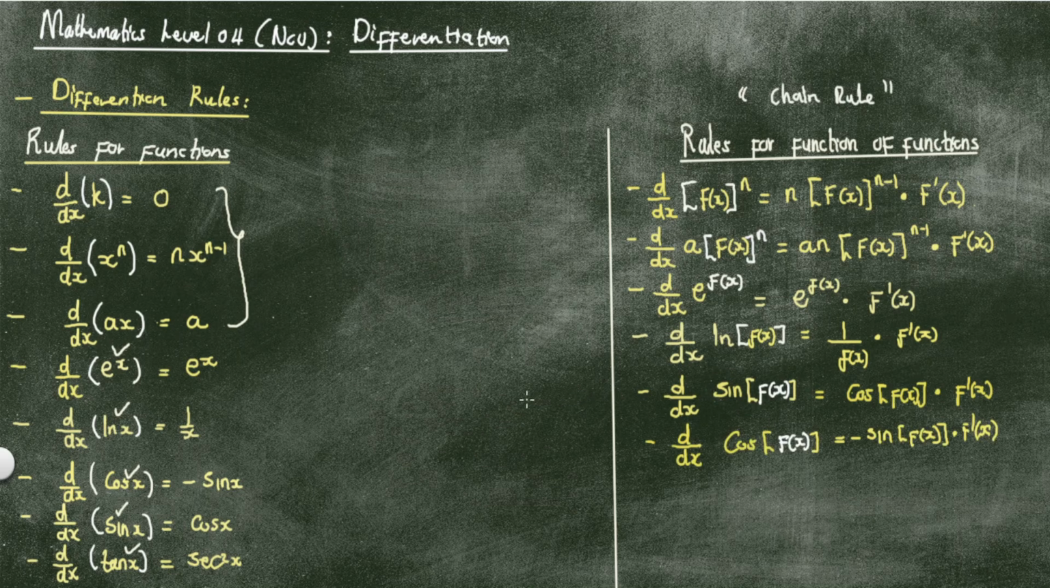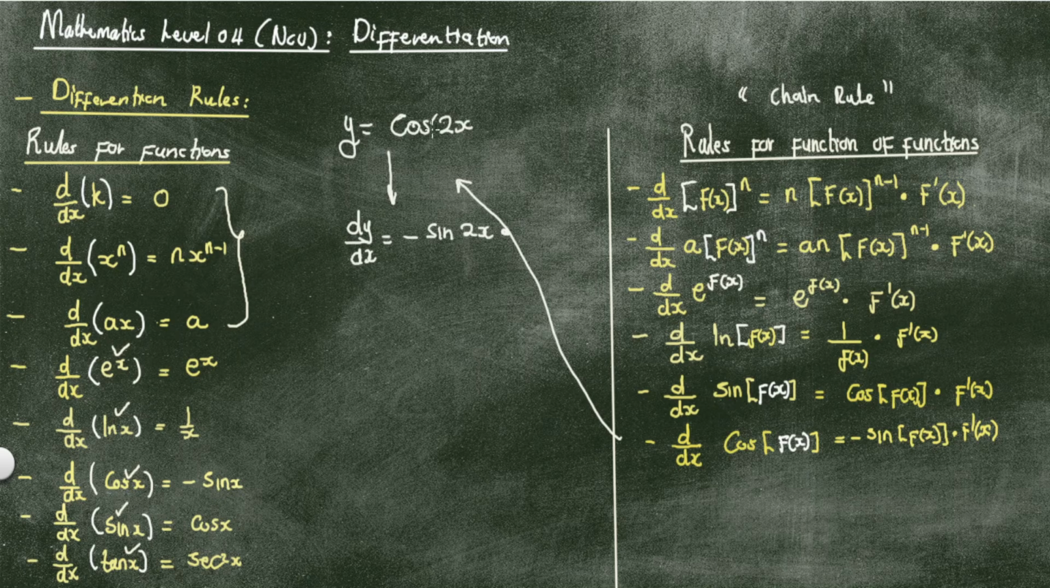Next function, we're going to say y equal to cos 2x. Finding the derivative, dy over dx is equal to minus sine 2x multiplied by the derivative of the function 2x. It gives us a 2. Simplifying, this is minus 2 sine 2x. That's it.